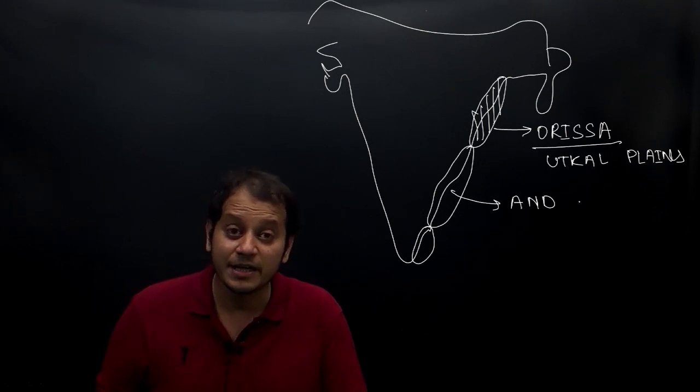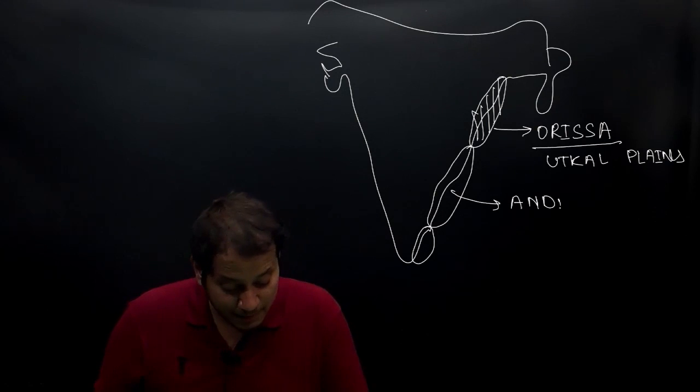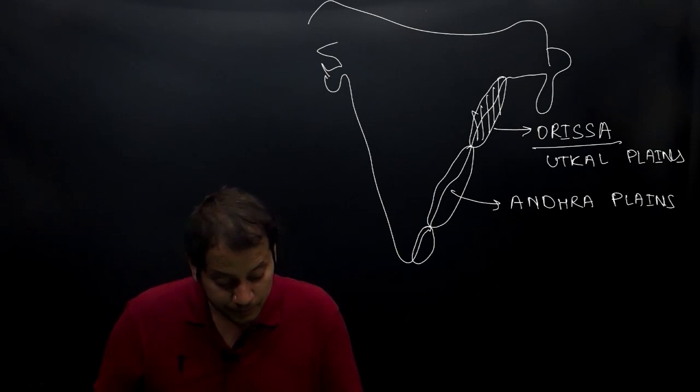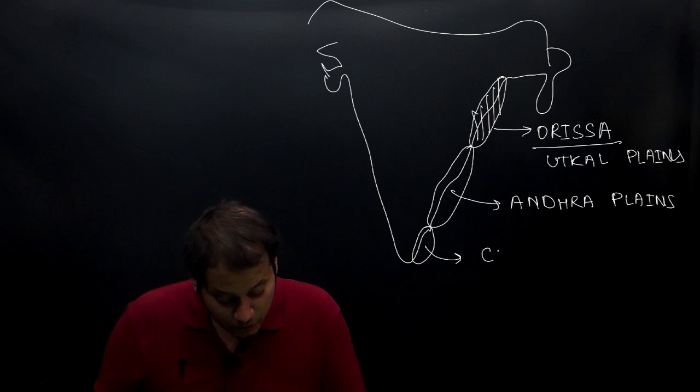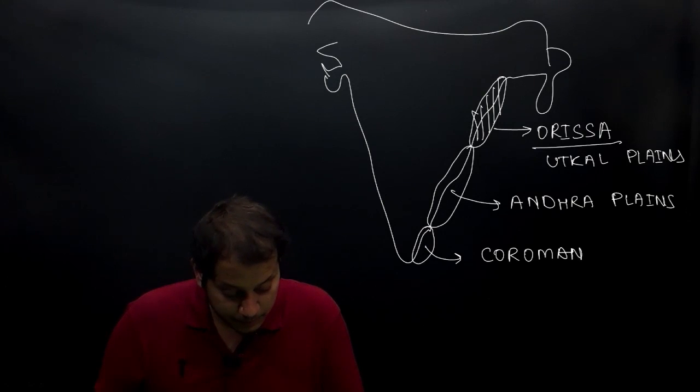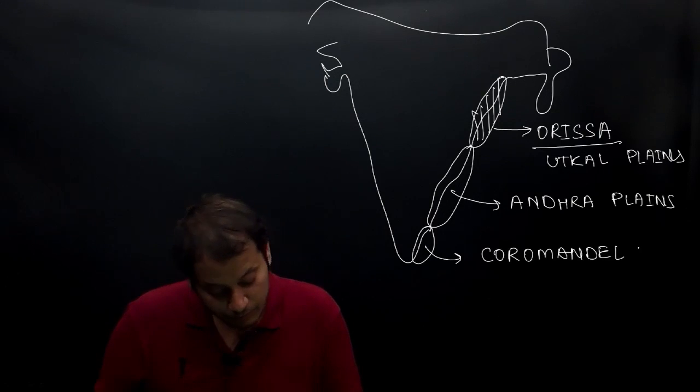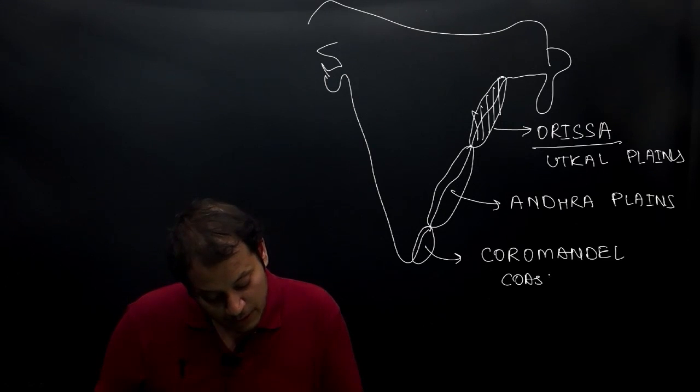Obviously I am not writing the name here, because the name itself suggests that they lie in the state of Andhra Pradesh. They are known as Andhra plains. And the part which lies in the state of Tamil Nadu is known as the Coromandel coast.